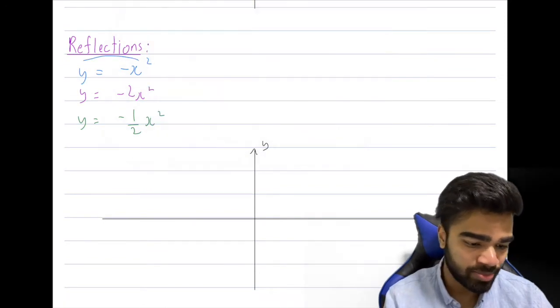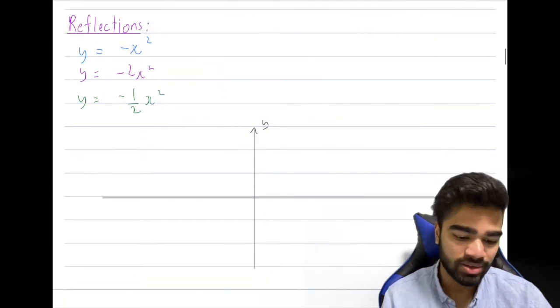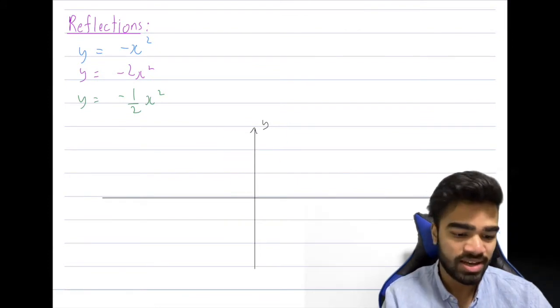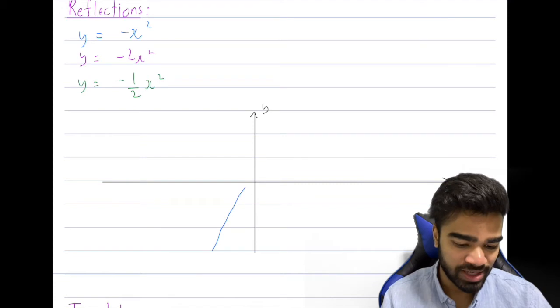The next thing we need to look at is a reflection. Let's think about what y equals negative x squared looks like. Basically, it's the simple x squared graph we learned just then, a basic parabola, except it's flipped upside down. That's what a negative x squared graph looks like.